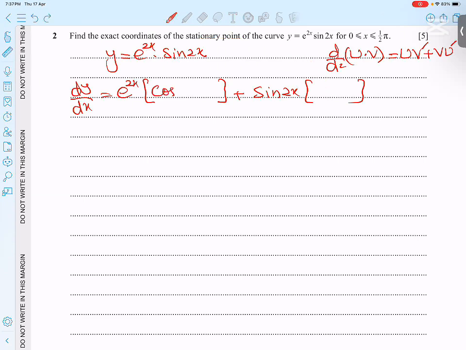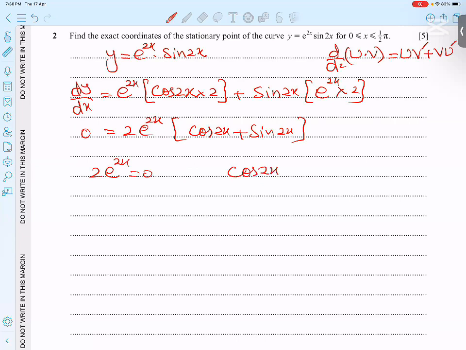So the derivative of sine is cos 2x into 2. Don't forget the angle's derivative. E to the power 2x into 2, this comes from the power's derivative. Now students, the best idea is to take the common factor out. This is common, cos 2x plus sine 2x left in the bracket. I'm going to put the derivative equal to 0, so either this is 0 or this is 0. So I got cos 2x plus sine 2x equals 0.